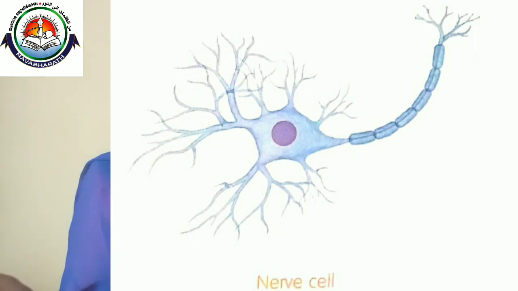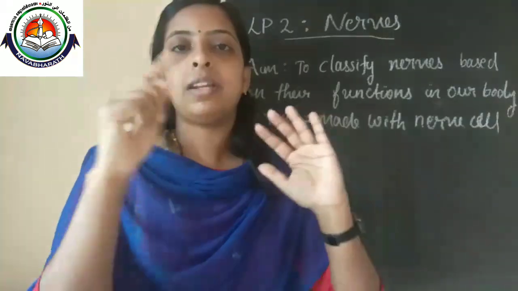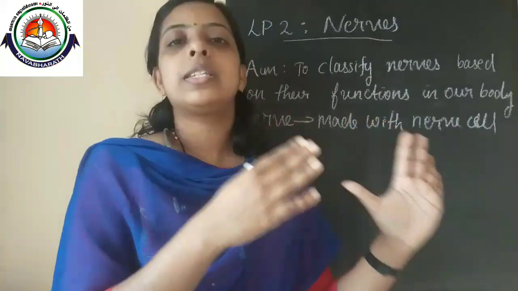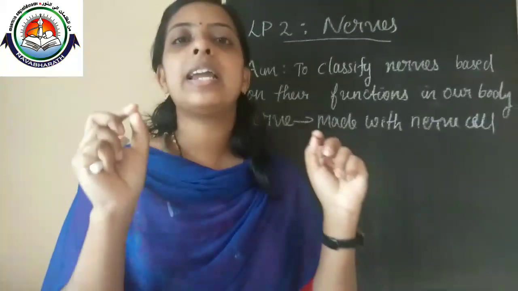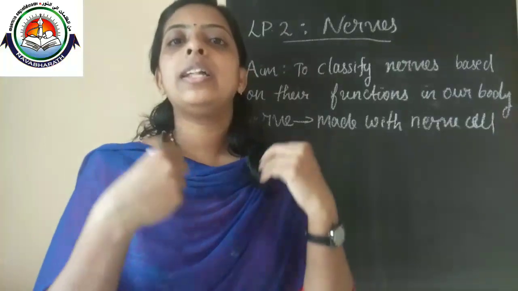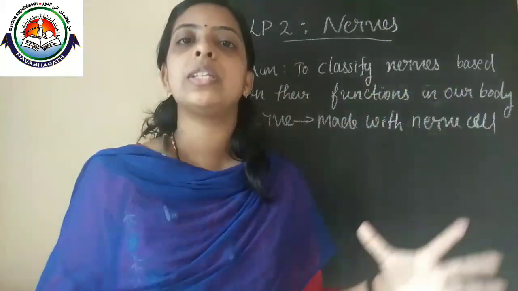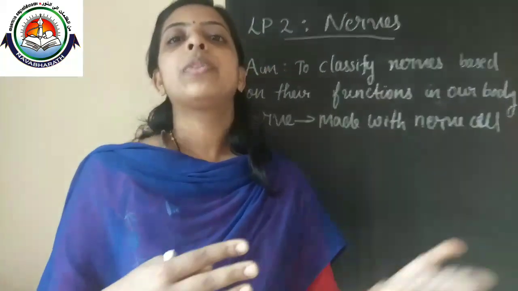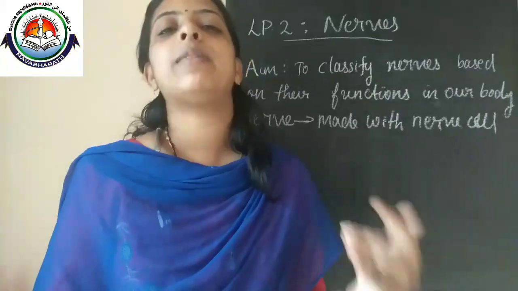And at both the ends you can see some lines spread out. Those lines are hair-like structures, and these hair-like structures can easily carry and transfer messages from various parts to the brain and from the brain to other parts of the body.